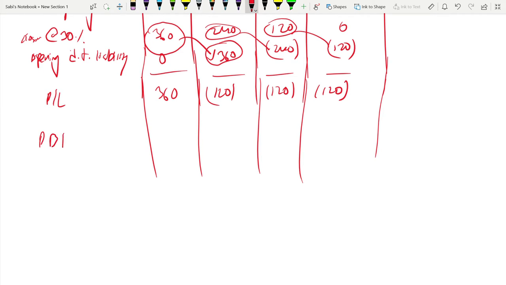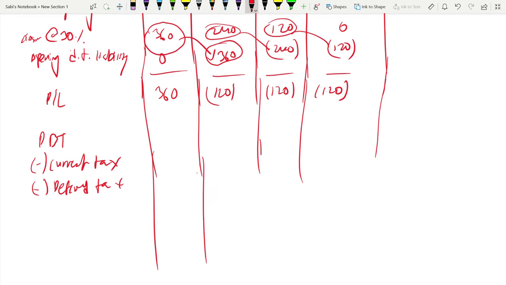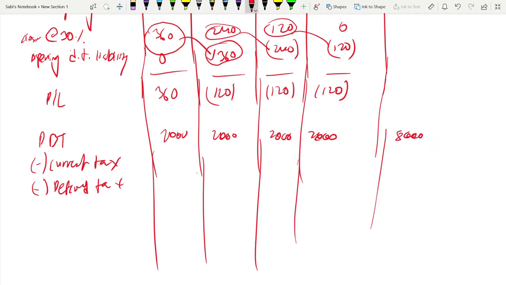We are going to do this. Profit before tax, from there deduct current tax and deduct your deferred tax. Profit before tax will be the same, 2 million. Current tax, we have just got it. You have to go in A and C. 240, 720. And deferred tax we have just got. 360.